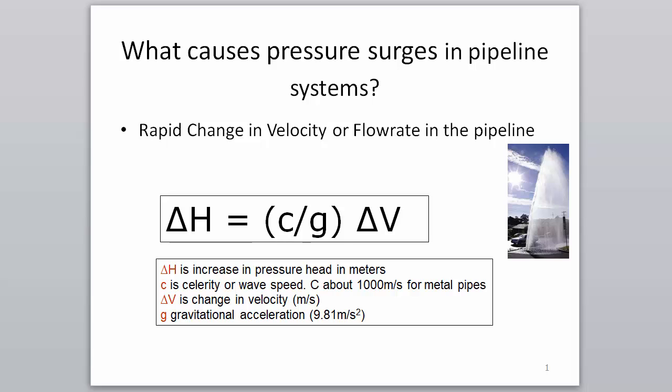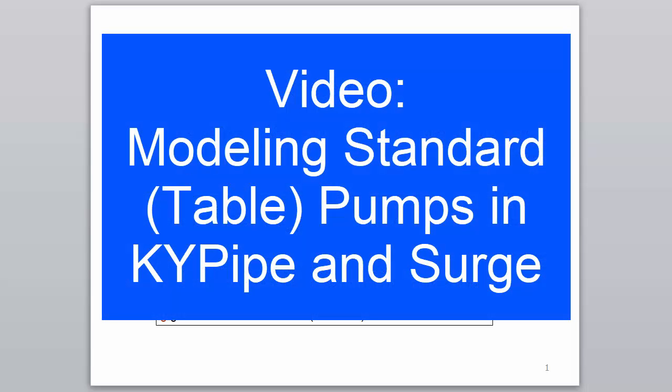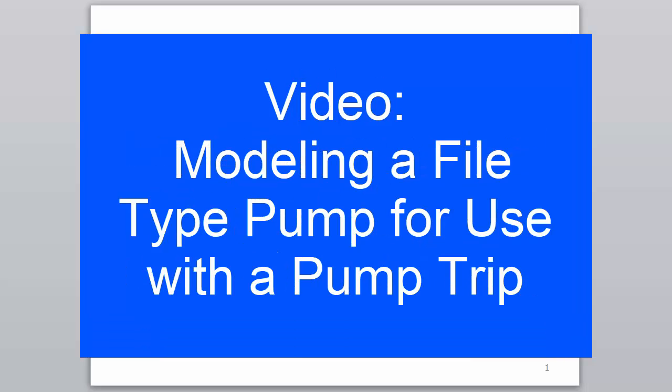A fundamental part of a surge model is the transient event. This event is the cause of the flow rate or velocity change, which results in pressure waves throughout a piping system. In this video, we will discuss how to set up these transient events: a pump shutdown, a pump trip, and a pump startup. For more information about data input for pumps, see the videos Modeling Standard or Table Pumps in KY Pipe and Surge, and Modeling File Type Pumps for use with a pump trip analysis.